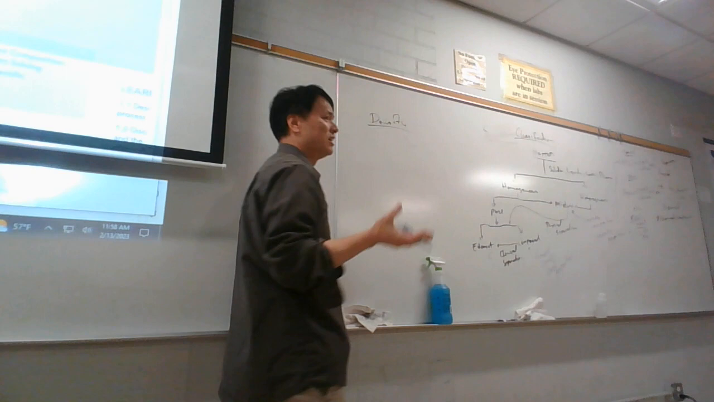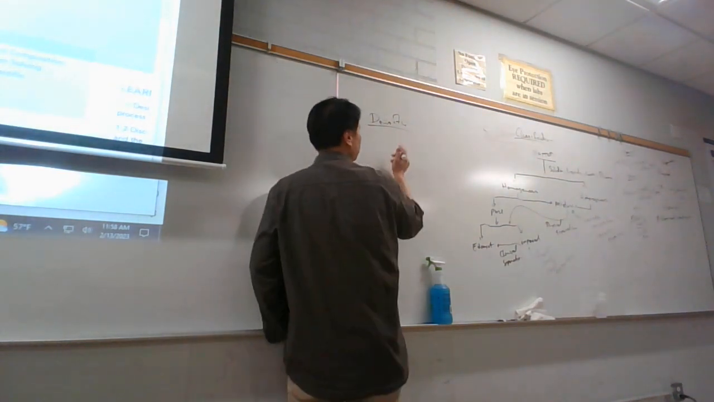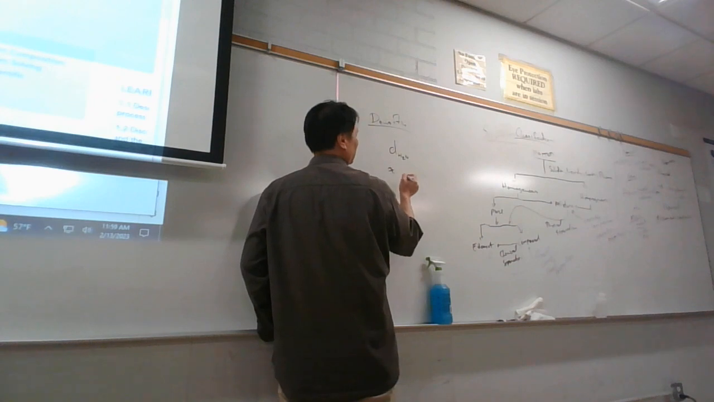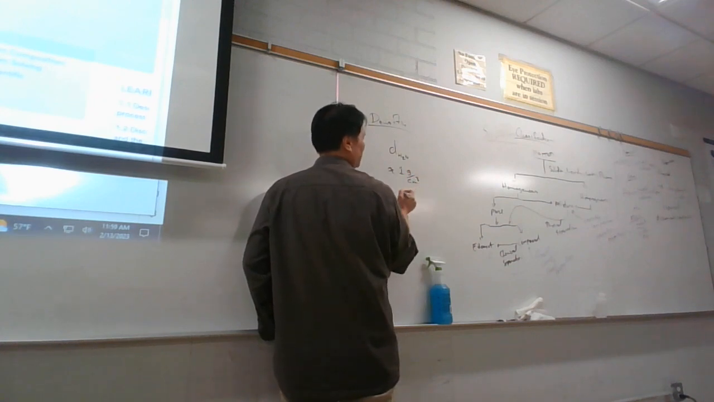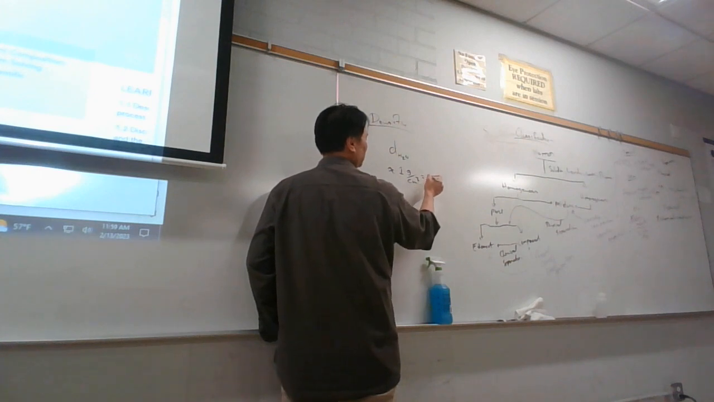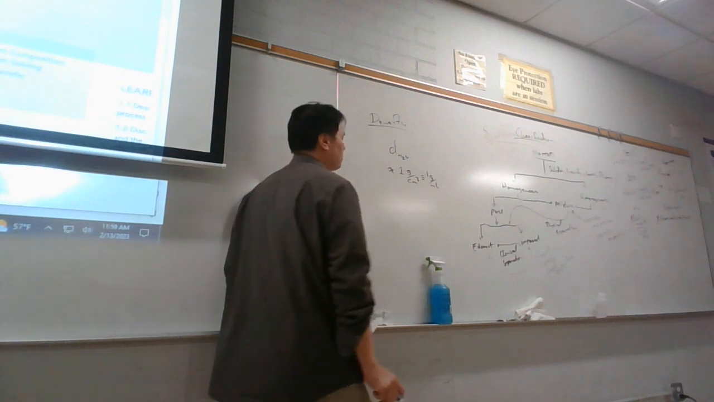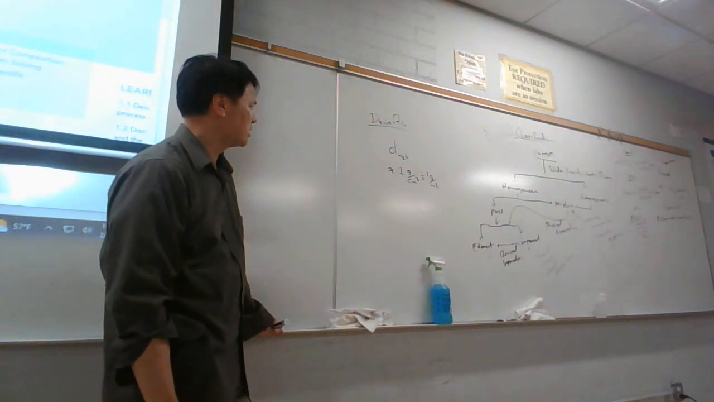You should know some things, like the density of water. The density of water is about 1 gram per cubic centimeter. A cubic centimeter is the same thing as a milliliter, so it's 1 gram per milliliter. In fact, they're exactly the same.